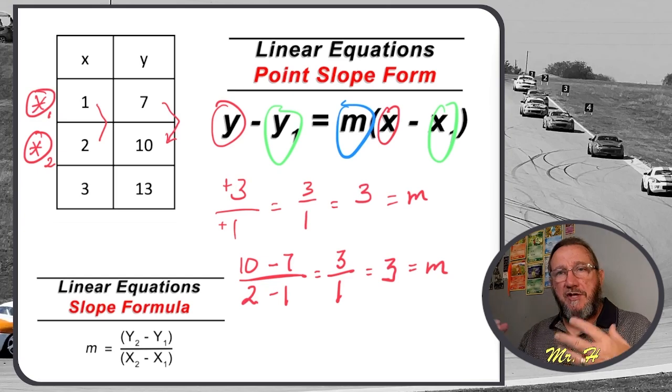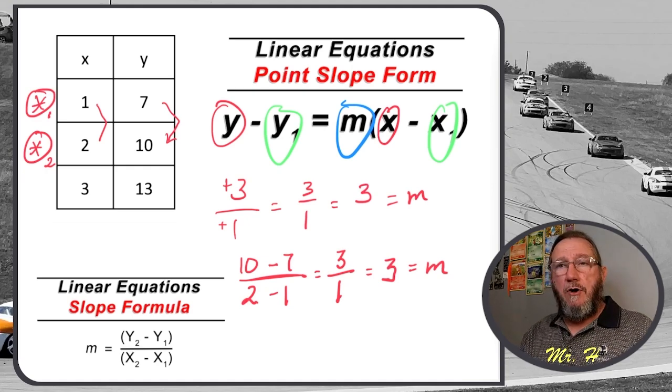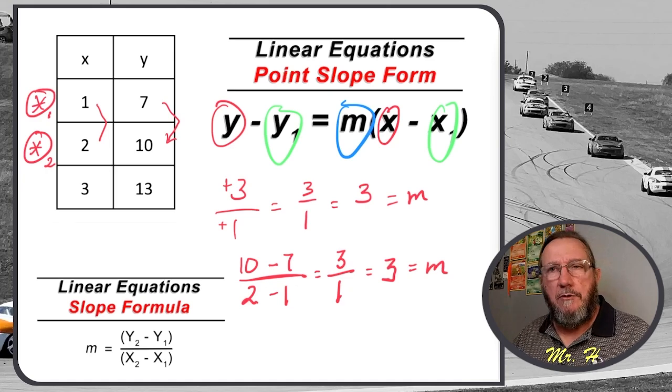So, conceptually, how much did the y value change? How much did the x value change? Write it in a ratio. Change of y over the change of x. Just pay attention. If you're going up, it's a positive number. If you're going down, it's a negative number. If that makes you uncomfortable, use the slope formula. Not a problem at all.